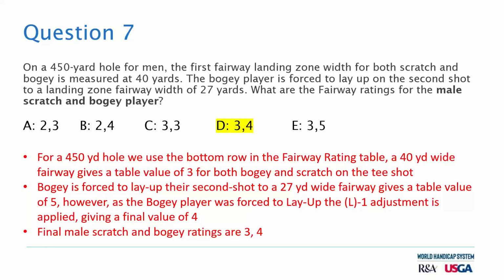I'm guessing some of you who may have missed this may have forgotten about that L adjustment for that bogey player because they are laying up, and it is a shot-specific adjustment, and that occurred in that landing zone, so we would apply it in that instance. So, John, what questions, if any, do we have? No questions here on question 7.